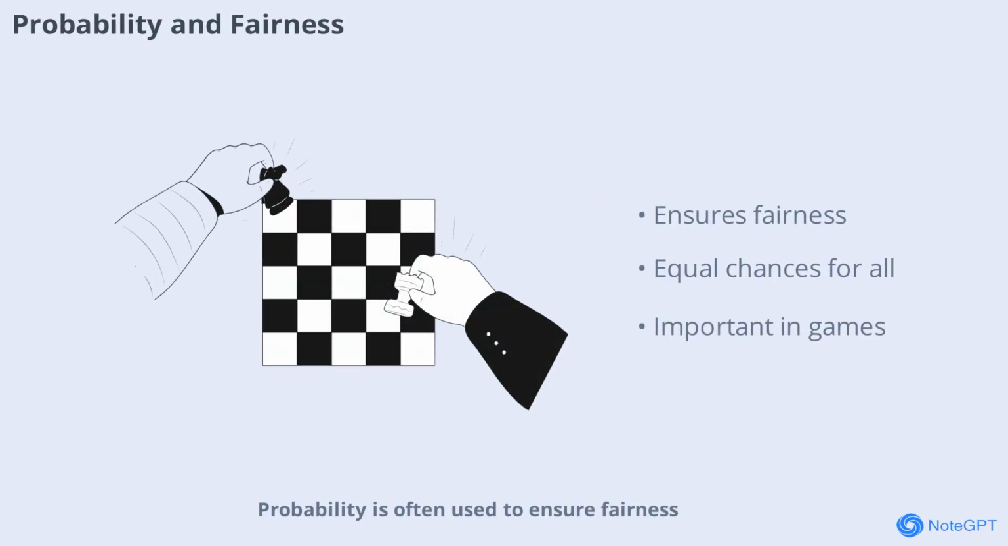Probability is often used to ensure fairness, especially in games and competitions. By designing rules so that each participant has an equal chance of winning, we create fair and enjoyable experiences. Understanding probability helps us recognize and appreciate fairness in different situations.